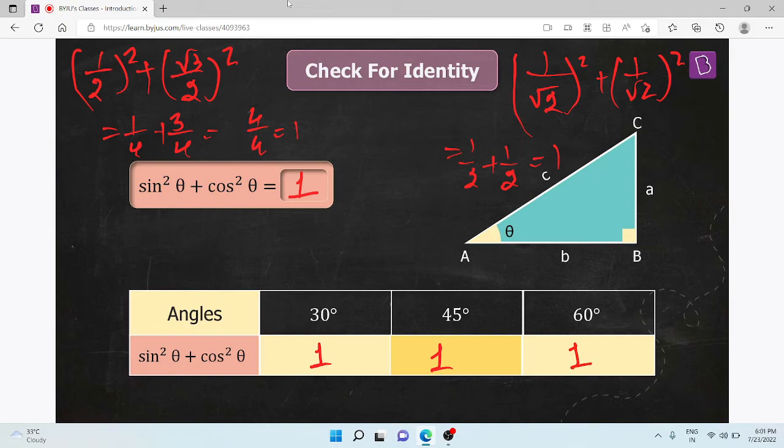And students, like this, 2 more identities are also there. And to learn more about that, let me call our master tutor on the screen, students. After that, we will solve some interesting questions from this topic.